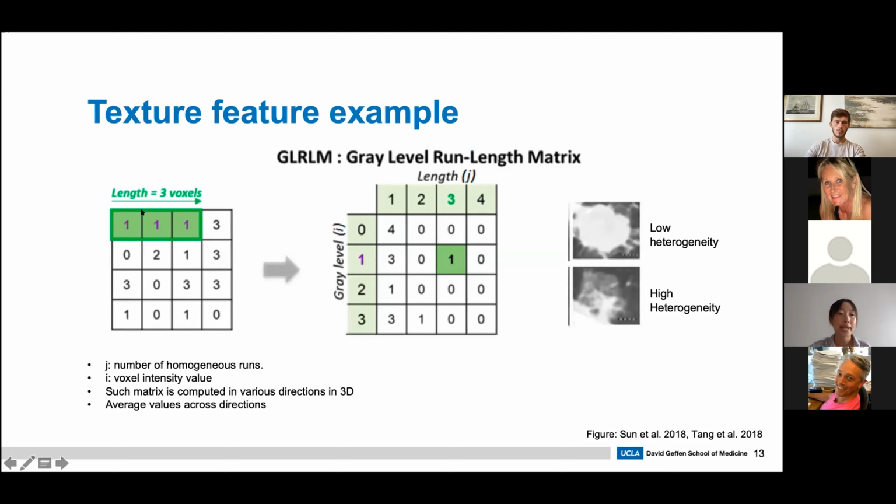So let's say we have a 2D image array here, and then we can see that there are 3 consecutive runs of a gray level intensity 1, and we indicate that here. So we compute this kind of run length matrix in various directions in 3D, and then we just average the values together across the directions.